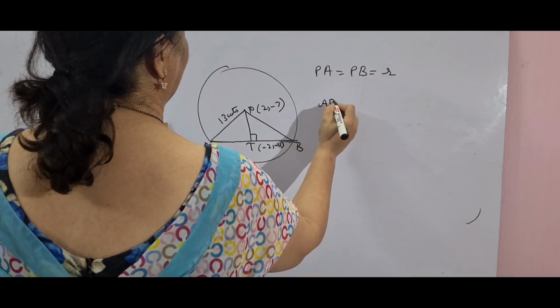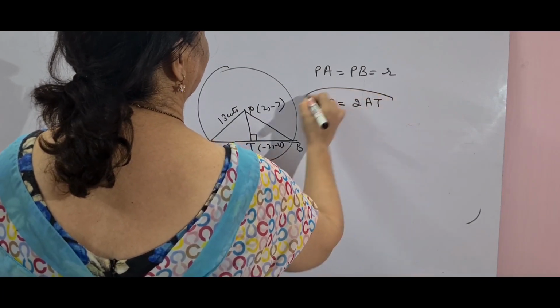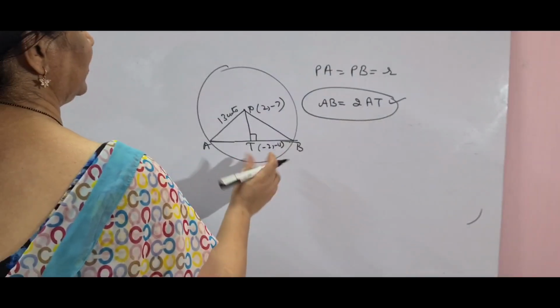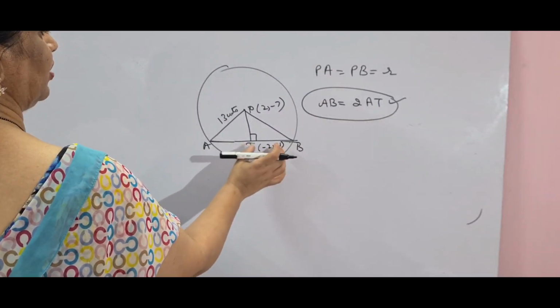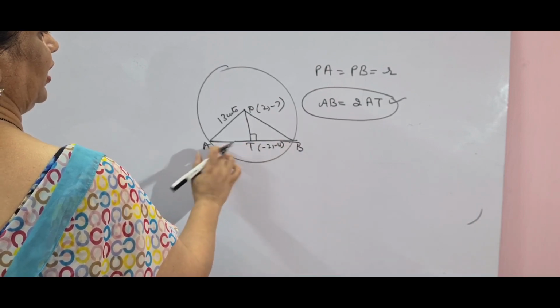Remember children, AB will always be twice of AT. This is one theorem in circles which we'll do in the second term. So just remember right now that this chord AB is always double of TB, or double of AT, because AT and TB are equal.